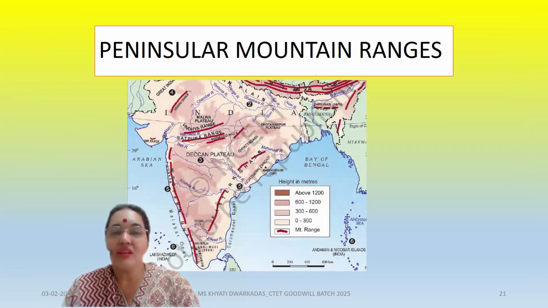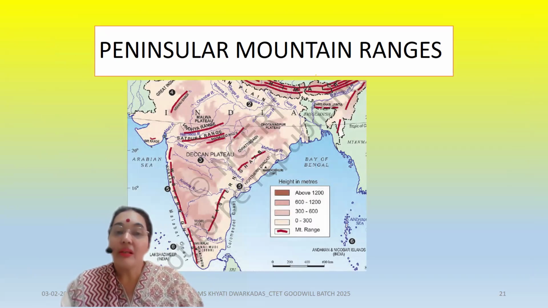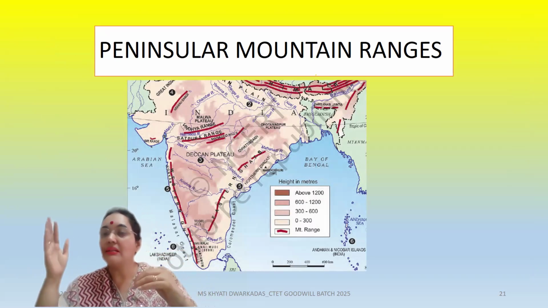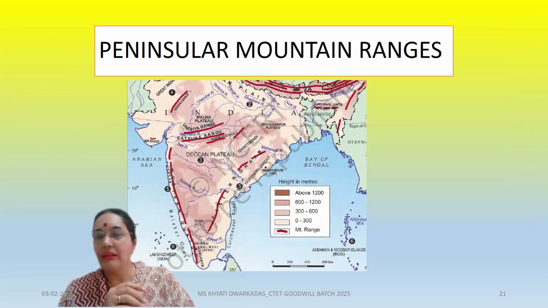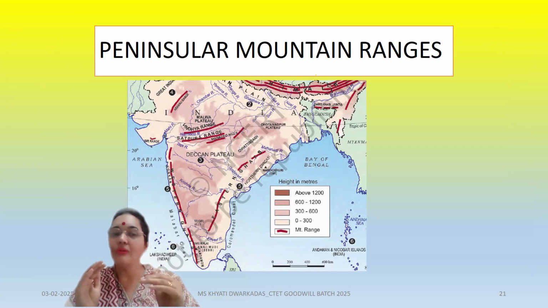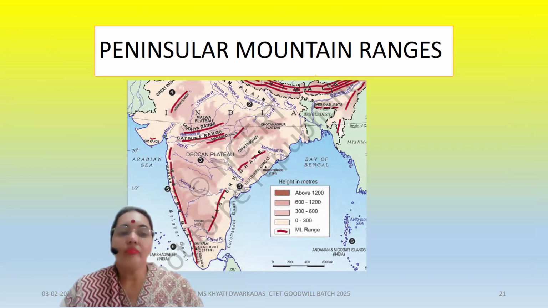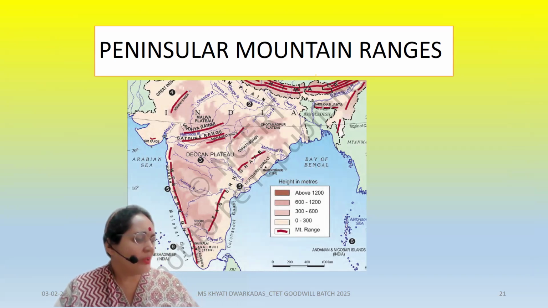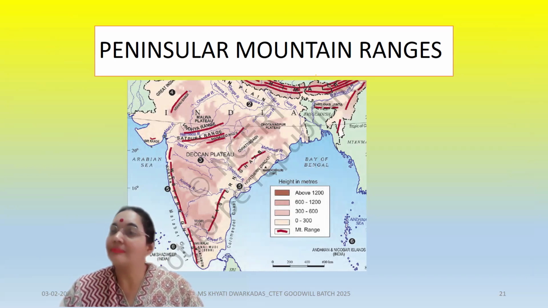Peninsular mountain ranges, as you can see in the map here, there are not only the Himalayas and the southern Himalayas that we see in the northeastern states in our country, but we also have peninsular mountain ranges. By the way, in the chat, you can tell me which is the color used to depict mountain ranges.